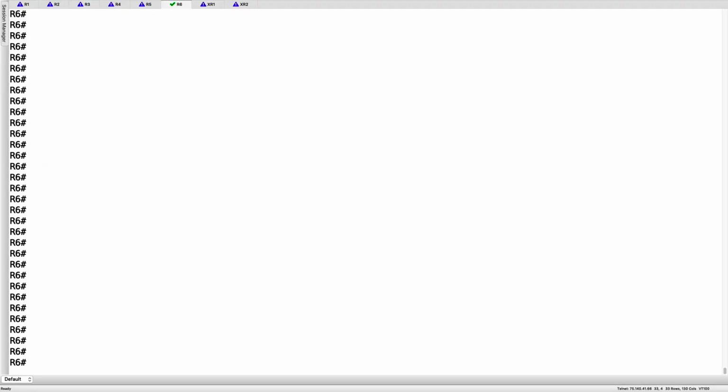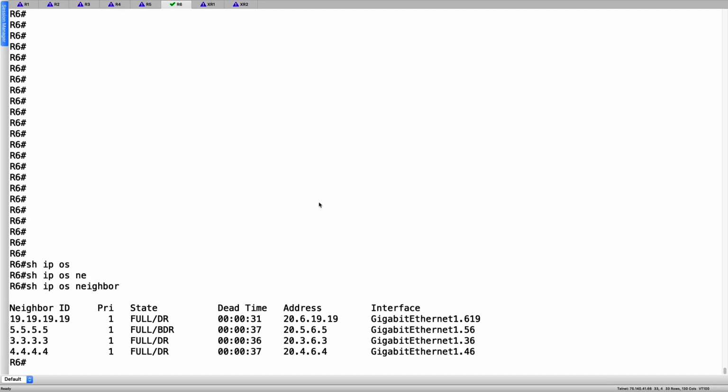Alright, so I have some routers here. I have R6, which is basically neighbors with multiple routers. If I do a show IP OSPF neighbor, R6 has 4 neighbors. 3 of them are IOS XE, which is R3, R4, and R5. And 19.19.19.19 is my IOS XR1. So R6 has 4 neighbors.